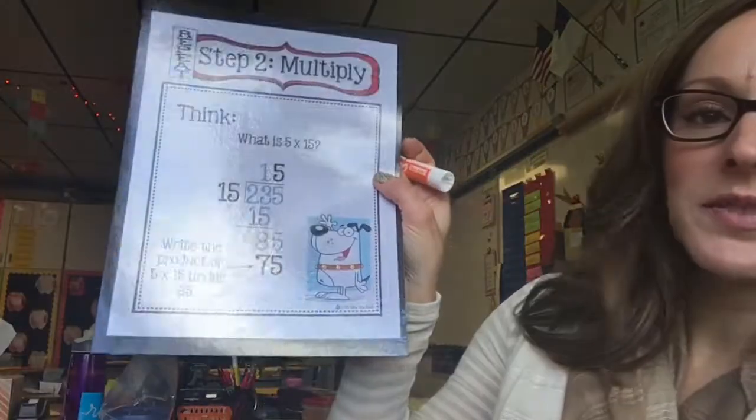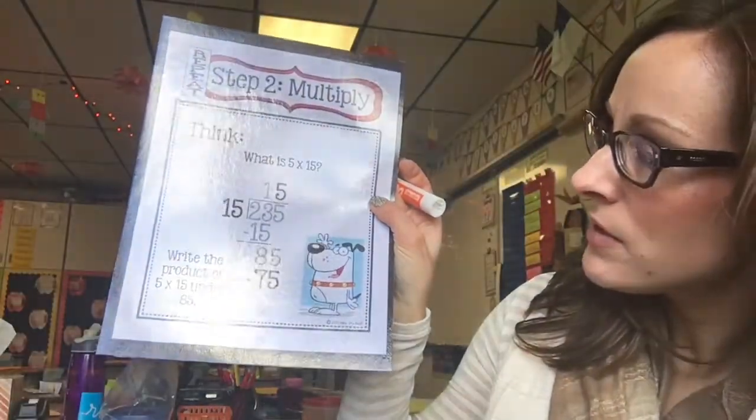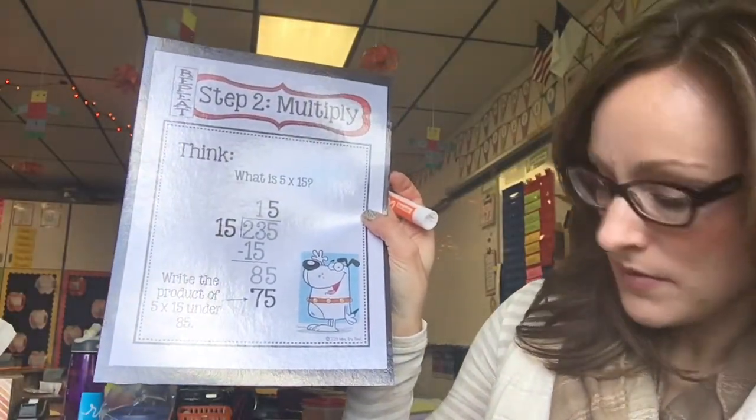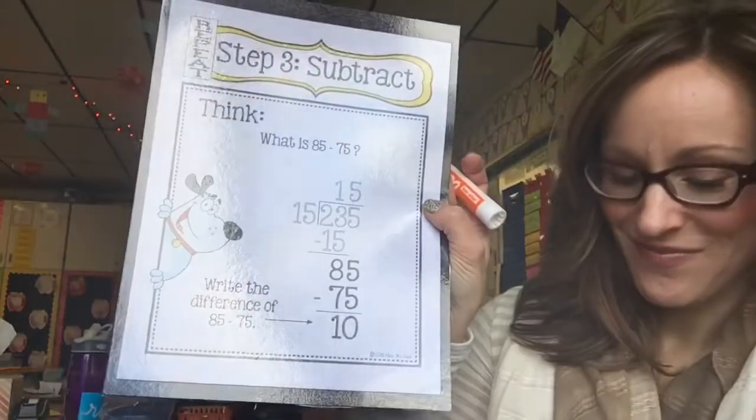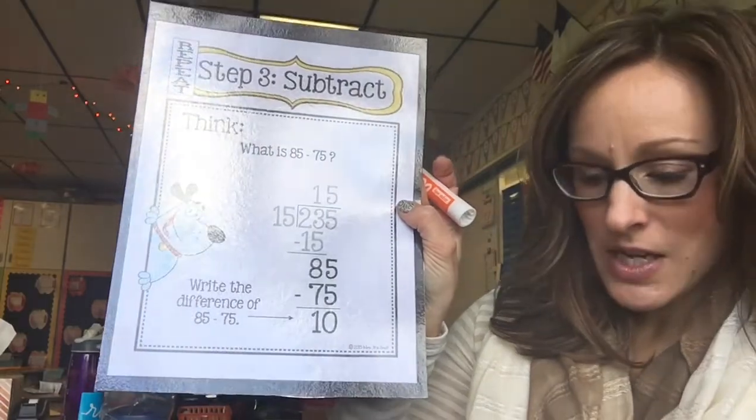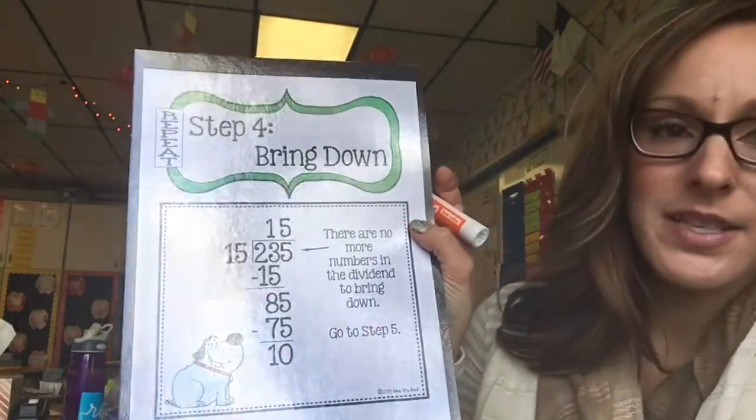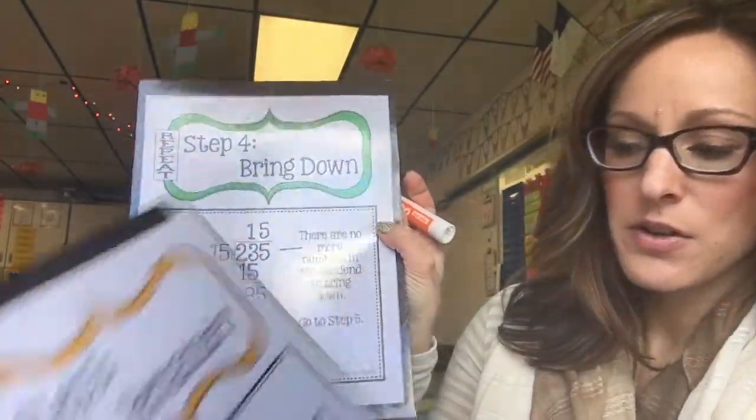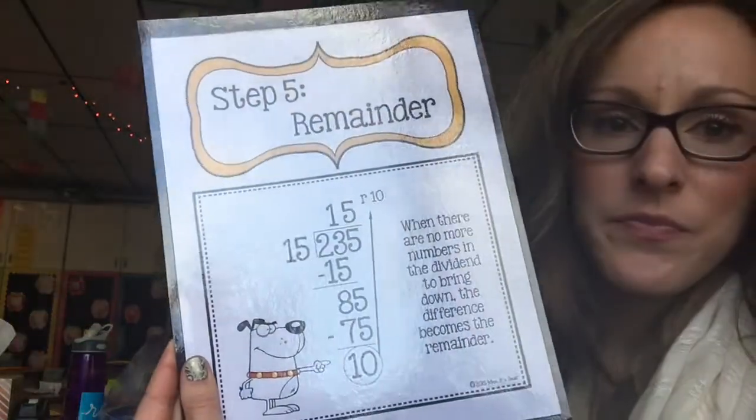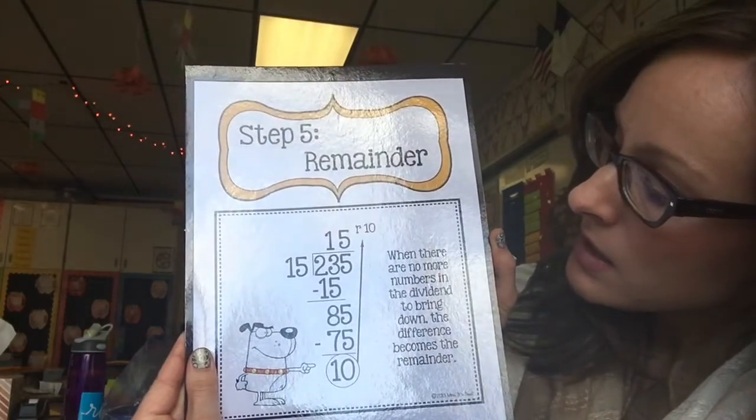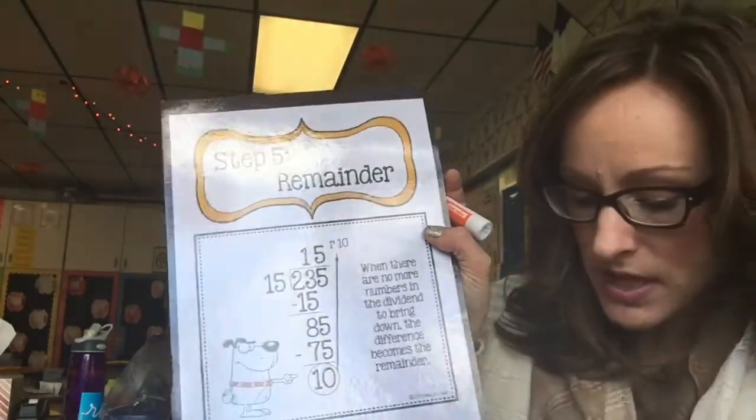All right, 15 times 5 happens to be 75. When you take 85 minus 75, you're going to come up with 10. Now, there are no more numbers in the dividend to bring down, and so the last step in this problem is to write your remainder of 10. So 235 divided by 15 is 15 remainder 10.